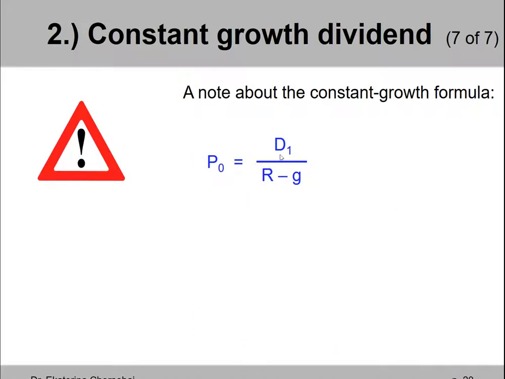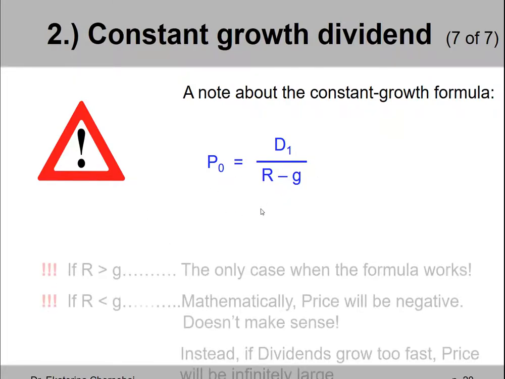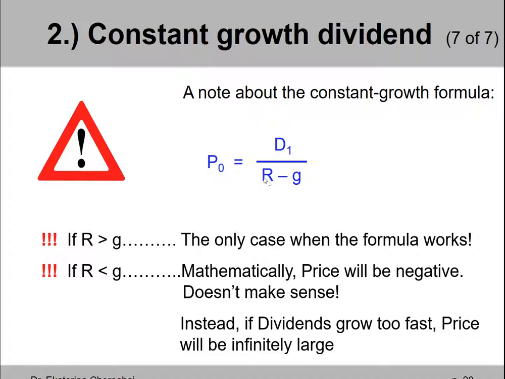And one last note about the constant growth dividend formula. This formula only makes sense when the discount rate R is greater than the growth rate in dividends G. It is the only case when the formula works. What happens if it's the other way around? If the discount rate is less than the growth rate, then in the denominator, R minus G becomes negative, right? Which will make the whole price negative, which doesn't make sense.